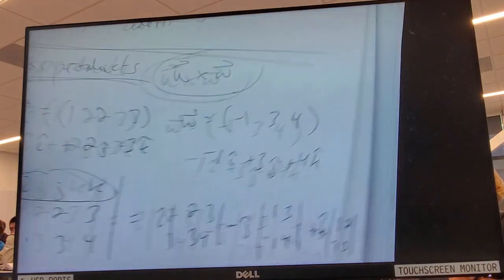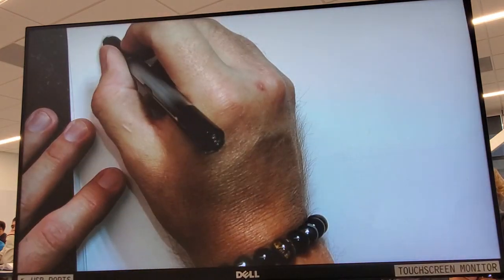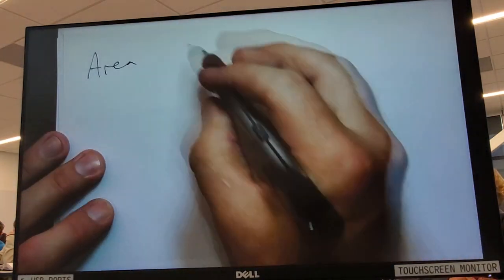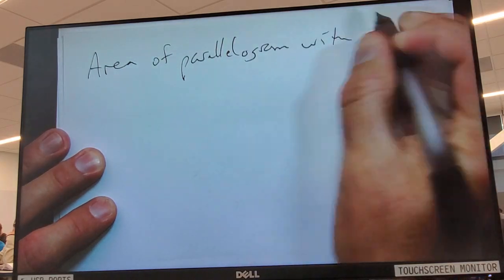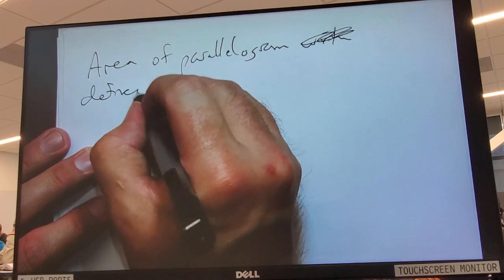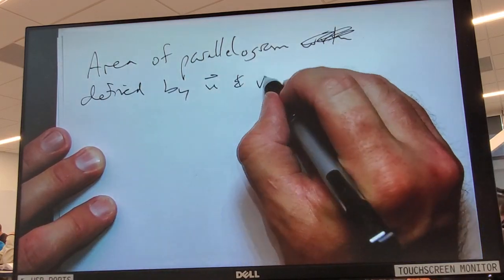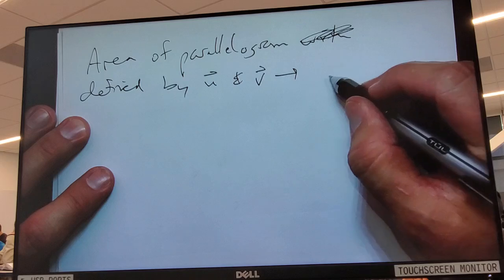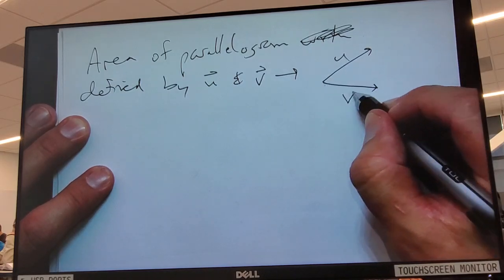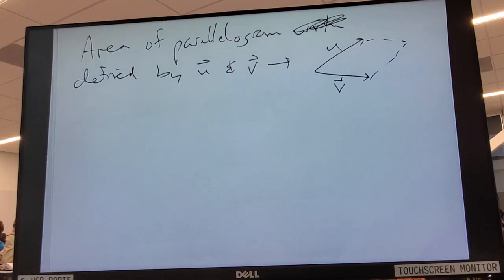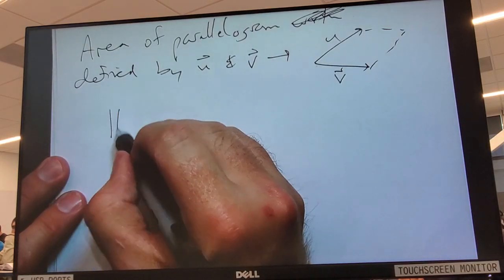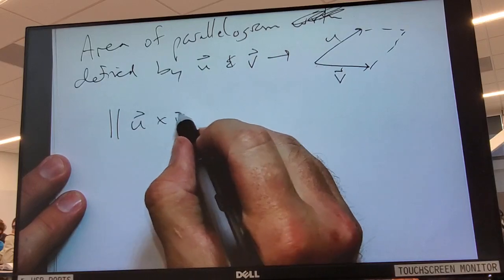It also happens that if I wanted to know the area of the parallelogram defined by u and v, so what I mean by that is u, v, they define this parallelogram, yes? All I need is those two vectors and I see the parallelogram. To get this area, it would just be the length of the cross product of the vectors.